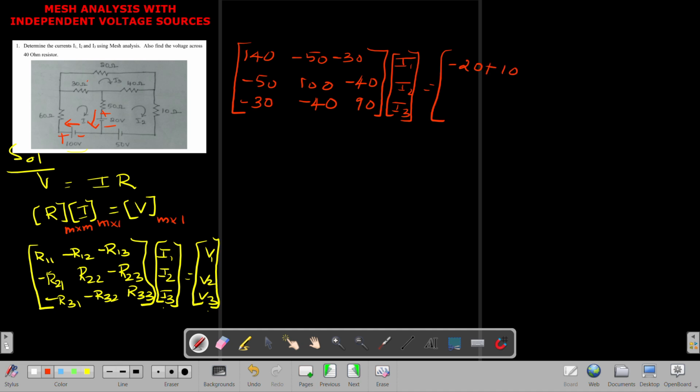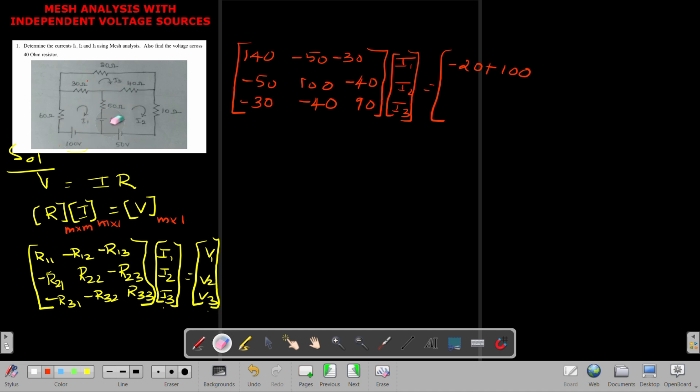So keep this in mind whenever you are seeing the battery sign. See how the current is going in a battery terminal. If it is from plus to minus, it is like a high to low drop, take a minus sign. If it is from minus to plus, it is like a rise, you take a positive sign. Okay, this is for mesh 1. Then let's take mesh 2.